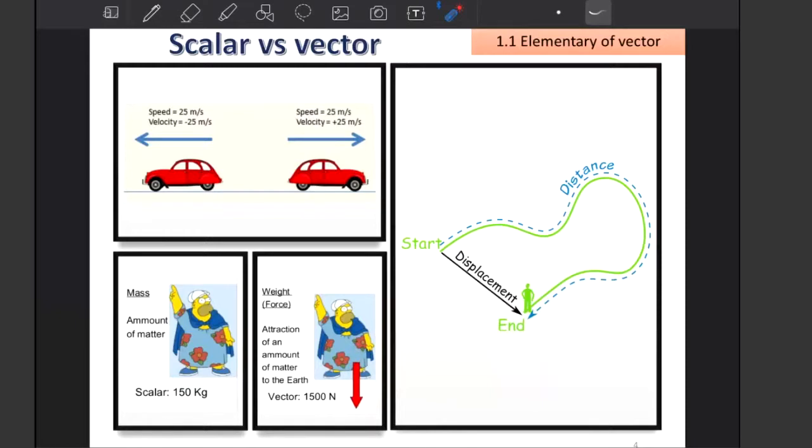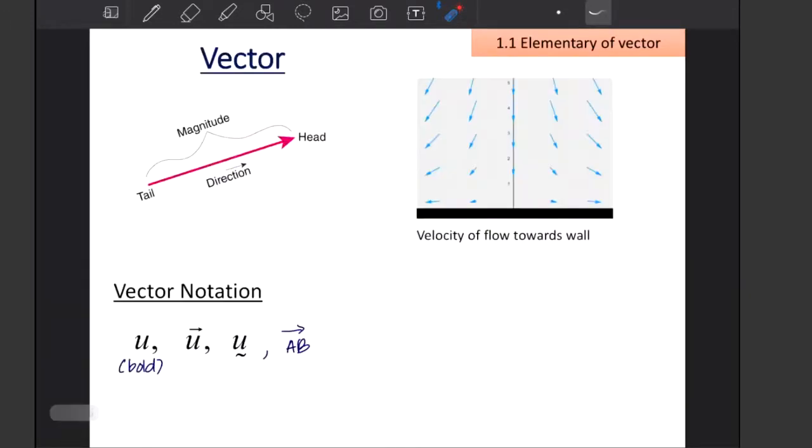And this figure. What about distance and displacement? Distance is scalar, for example, 5 kilometer. But displacement is vector because we have some direction, or position. You start here and you end here. So displacement is a vector.